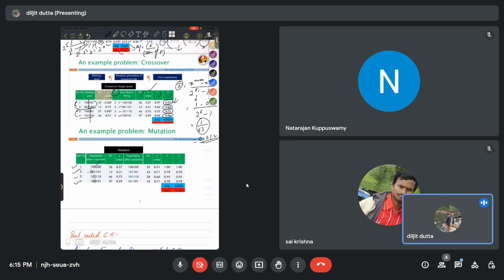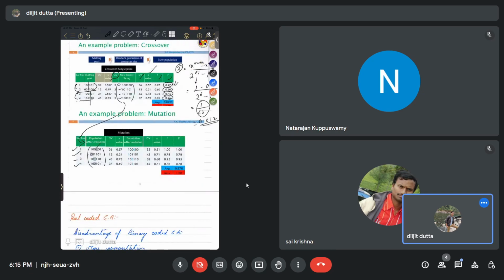For the mutation, this population will come from the crossover, not the initial population. We shouldn't take the initial population for mutation. The population after crossover will be the input for the mutation, because we are doing this in a sequential manner.